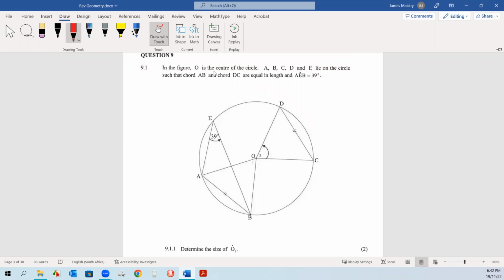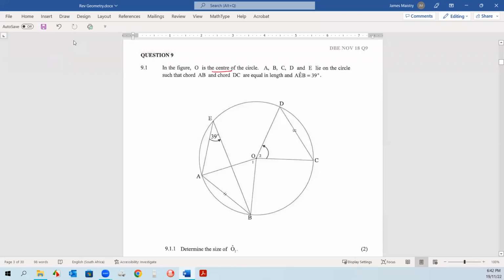In the figure, O is the center of the circle, as you can see. So we have a very important word, and that word we're looking for is center. It goes on and says we have chord AB and chord DC equal in length, so we have equal chords.